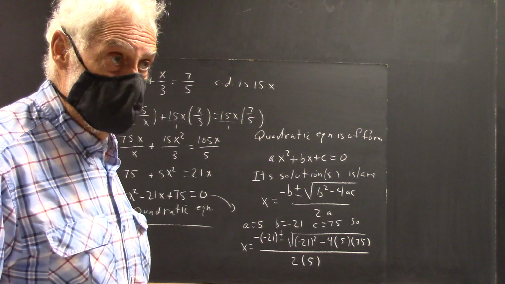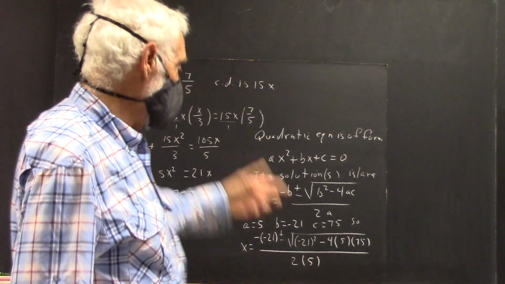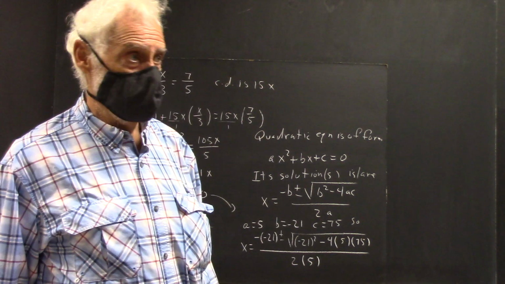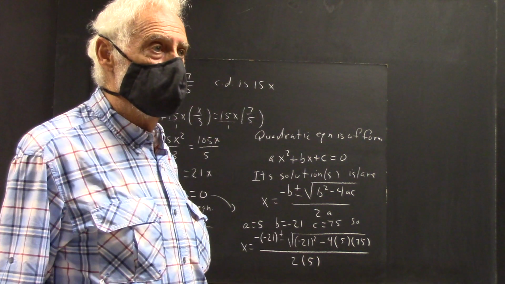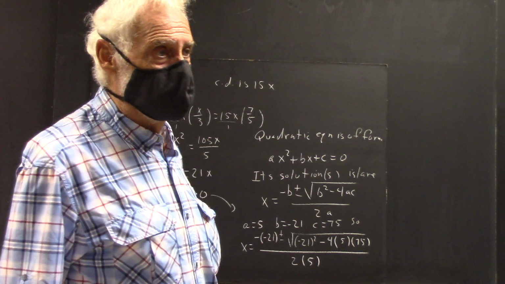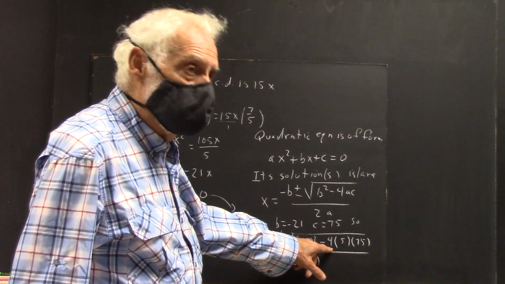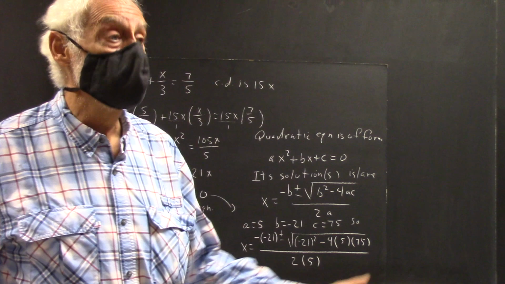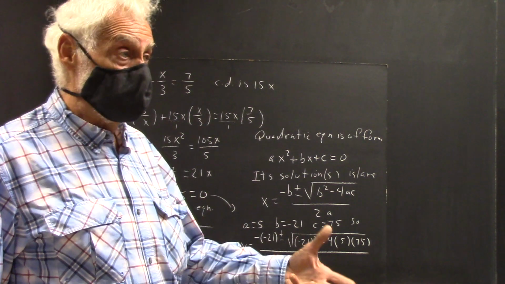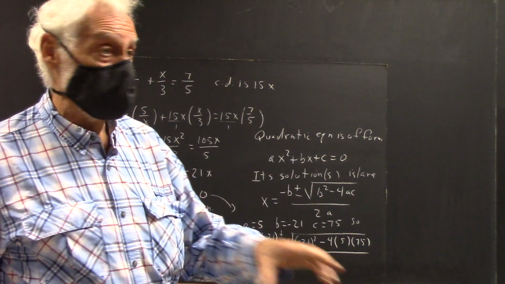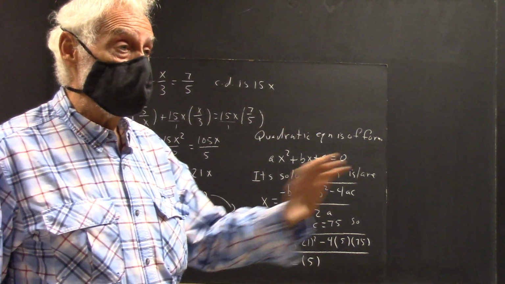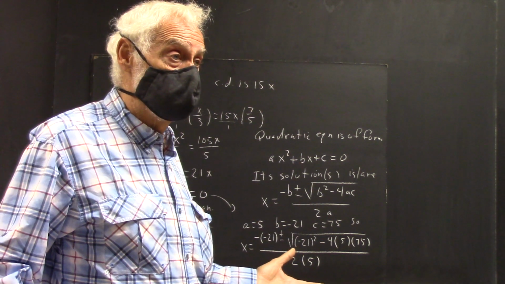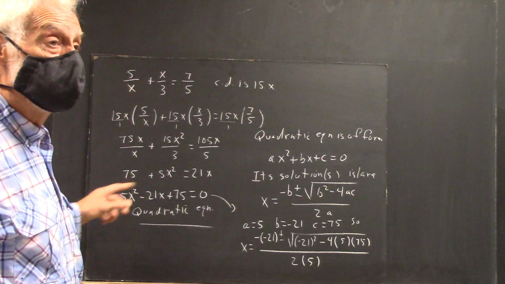Okay? Now, in this case, when you simplify this, 4 times 5 times 75 is 1,500. If you square 21, you only get 441. This is going to be positive, but that's going to be negative. It's going to give you a negative number under the radical. You can't take the square root of a negative. It's not a real number. Now you can with complex numbers, and we'll see that later, but right now we're not going to worry about it. So if you have a negative under here, you don't have a solution. So this equation doesn't have a real number solution.